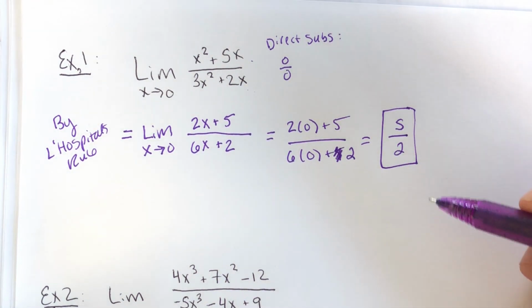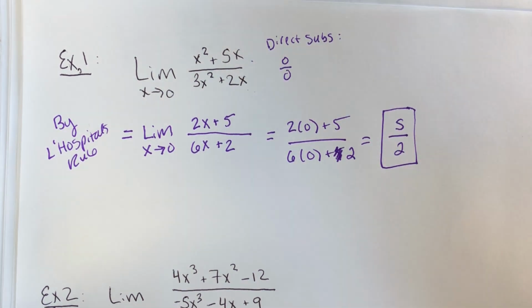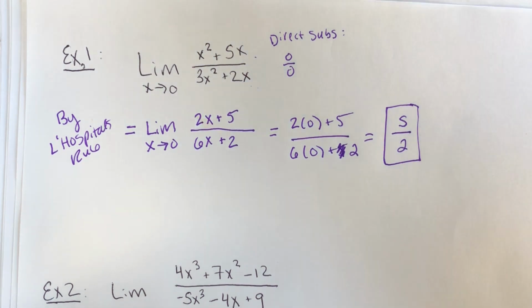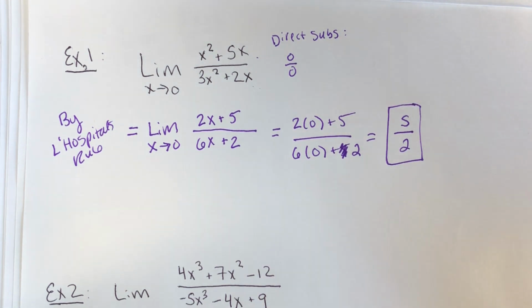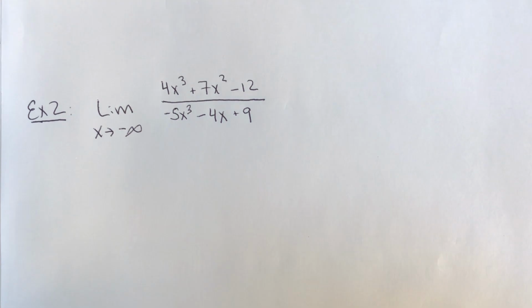Right, this is probably quicker than using our original method that we had here of factoring and canceling. Maybe, maybe not, I don't know. But it's just a different way of doing it. And it works because we had this indeterminate form of the type 0 over 0. So let's try another one where we have a different type of indeterminate form.